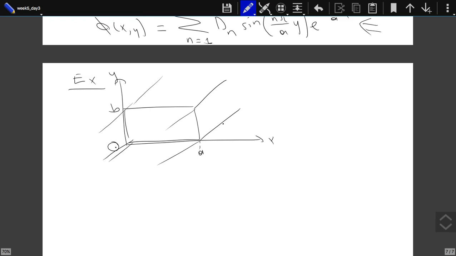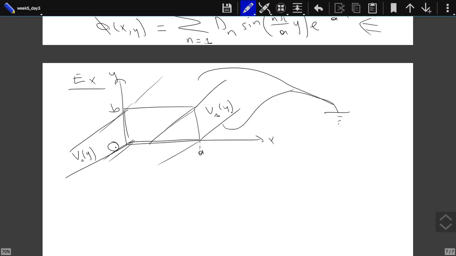And again, the upper plane and the lower plane, they will be both grounded. This side, let's say, will be at potential V0 of Y. It doesn't depend on Z. And this side will be at a potential V1 of Y. Again, nothing depends on Z. So that we will be basically getting rid of one of the coordinates. I mean, you can generalize it to functions that contain the Z.